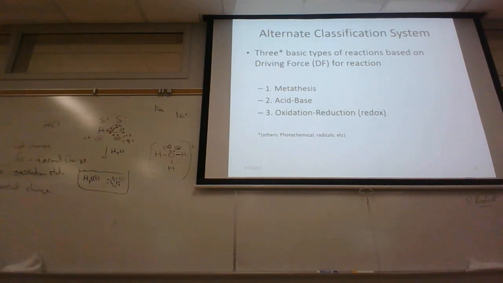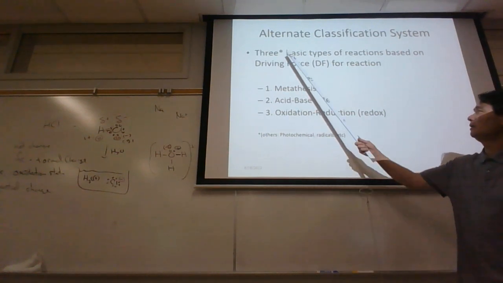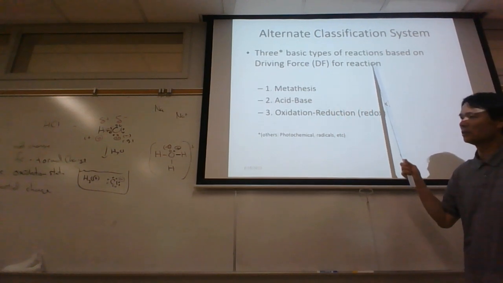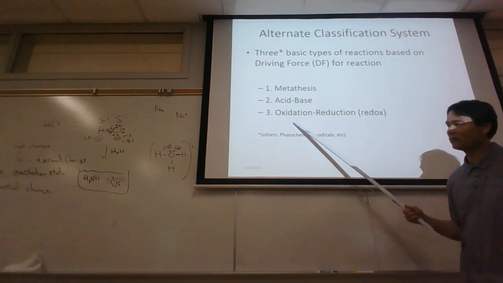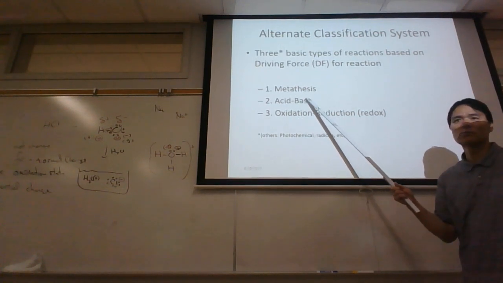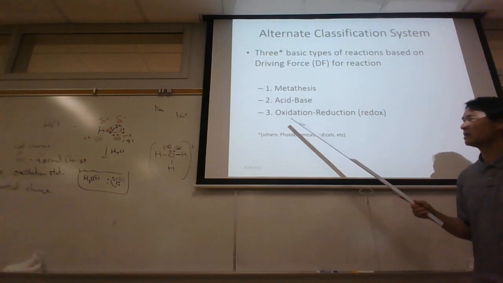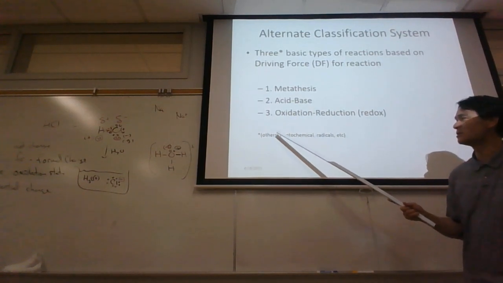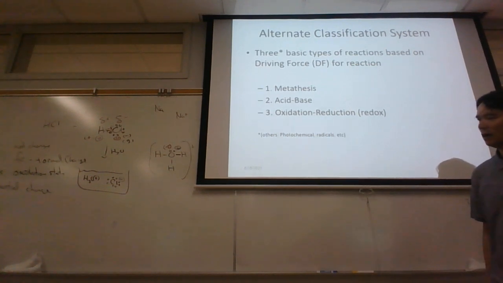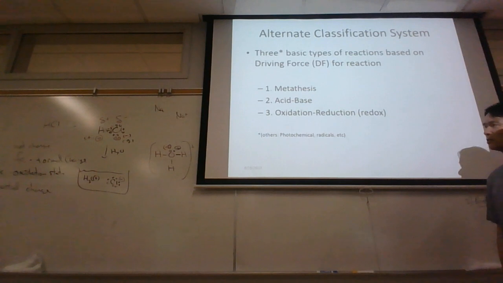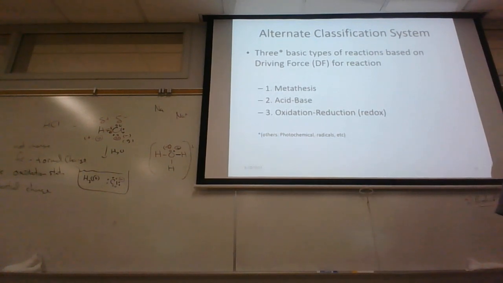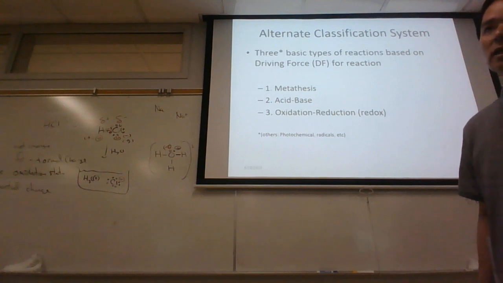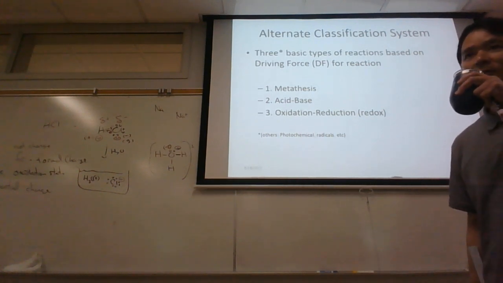Instead, I'd like you to memorize this. We're going to have three basic types of reactions. Each type of reaction is going to be dictated by a particular driving force. So they're all going to look similar in certain ways. Metathesis looks like other metathesis reactions, acid-base looks like other acid-base, and oxidation reduction looks like other oxidation reduction in a broader sense. There are others, like photochemical and radicals, but they're all fundamentally the same. And so I'd like to break it down into three fundamental types of chemical reactions.